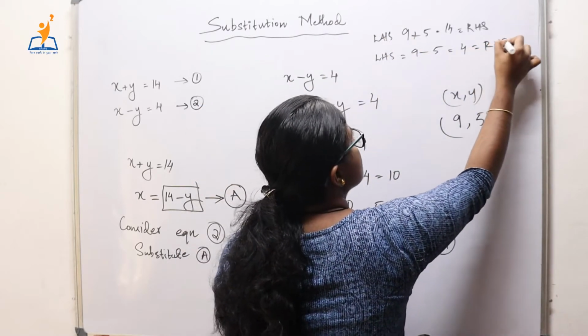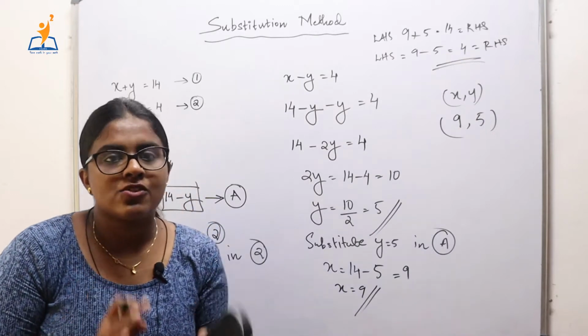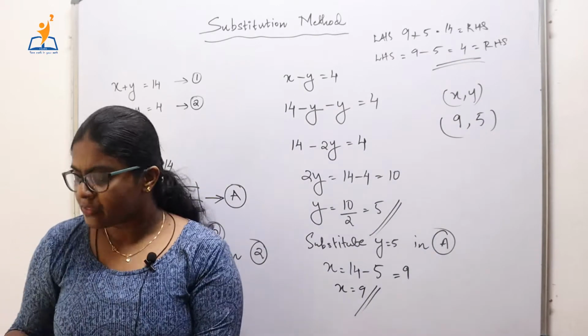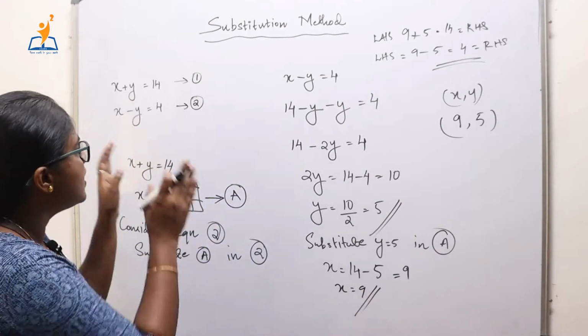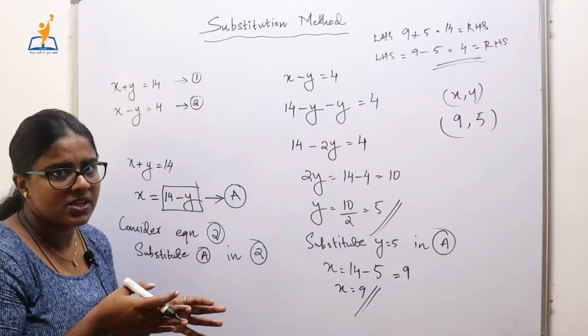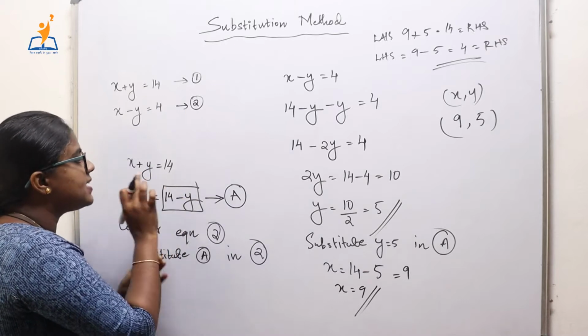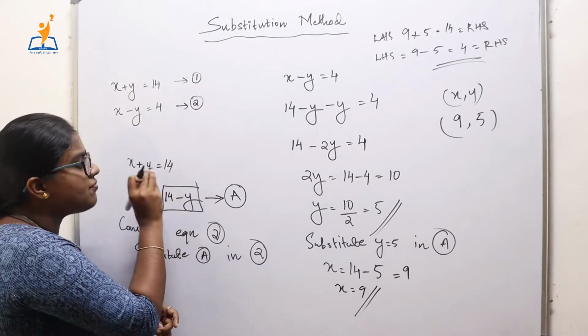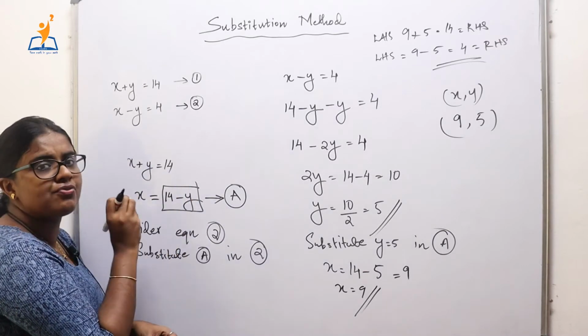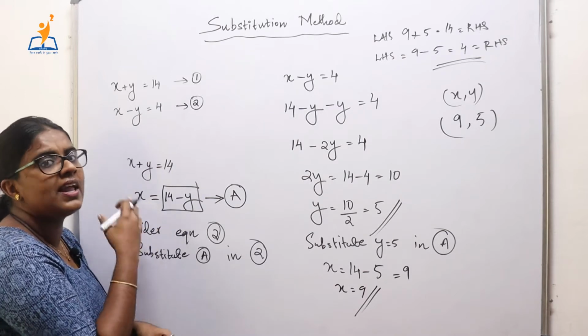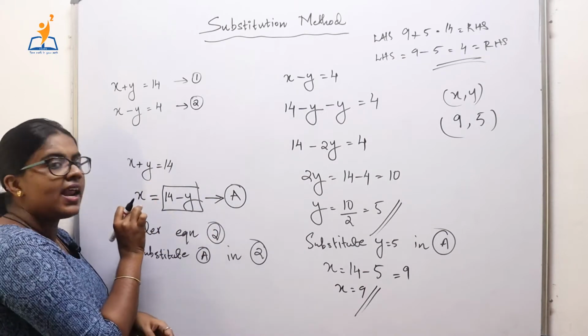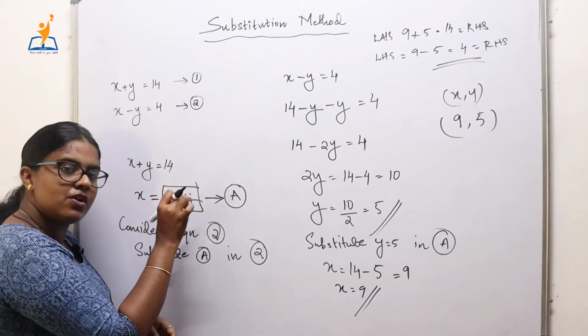So the verification part is also completed. So this is the method. Let me explain once more. First of all, we have two equations. Consider any one of the equations and write it down like that. Now, from that equation, we have to find any one of the variables in terms of the other. Here, I have taken x in terms of y.